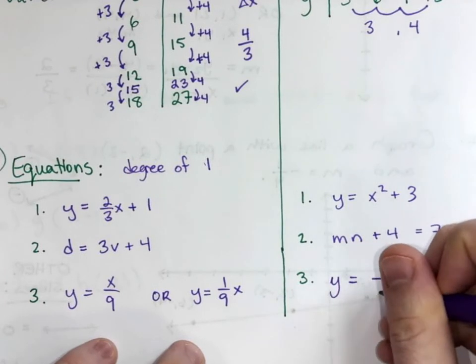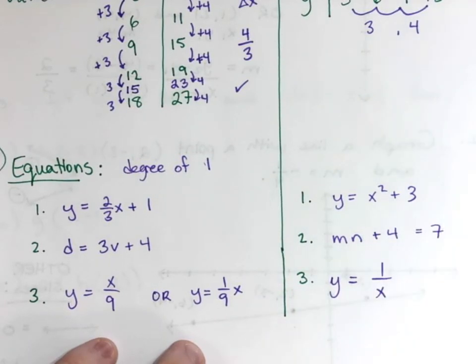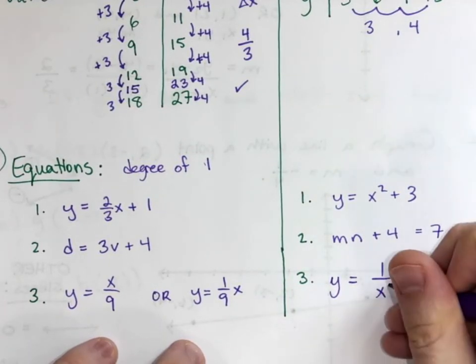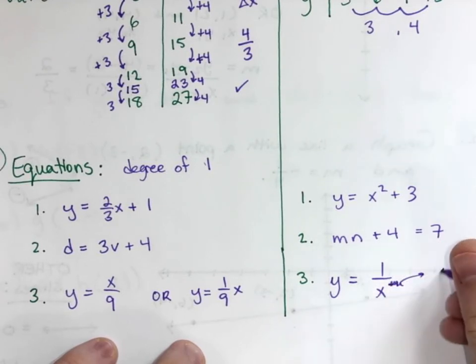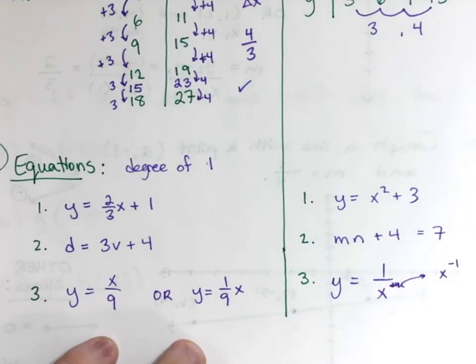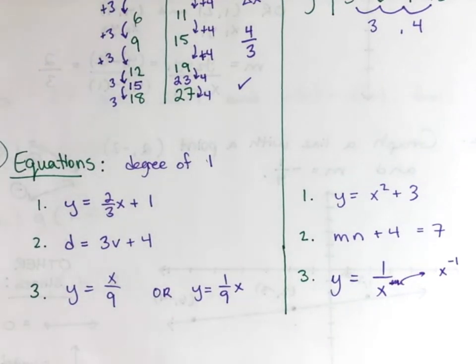So on that note, something like this is not a linear graph, because this is actually a -1 exponent if it was over here. Let me just cross that out. It's actually equal to this, which is not a degree of 1. It's a degree of -1. So that is not a linear graph.